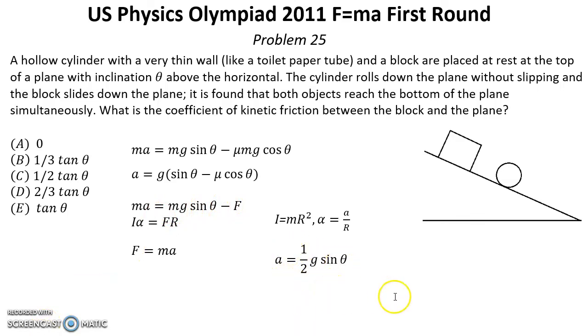And now, because both objects reach the bottom at the same time, both accelerations must be equal to each other. So this acceleration equals this acceleration. And from here, the coefficient of friction must be equal to 1/2 tangent theta, which is answer C.